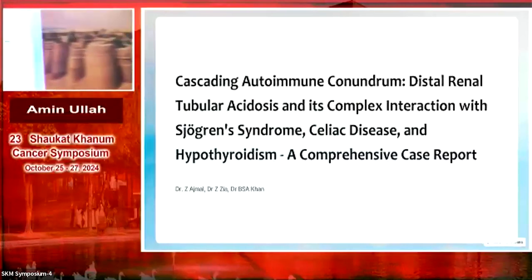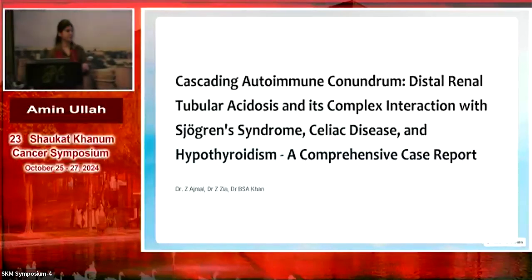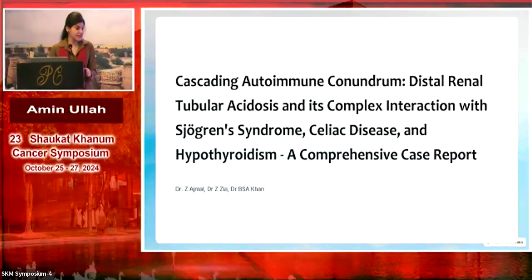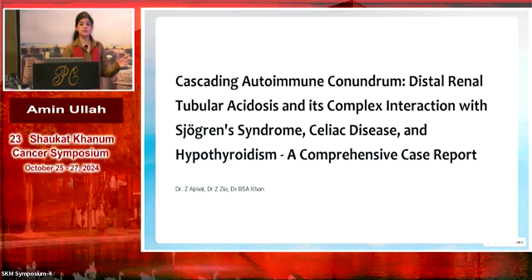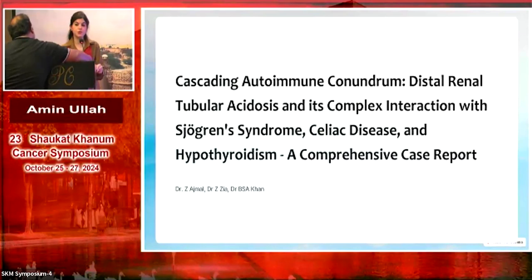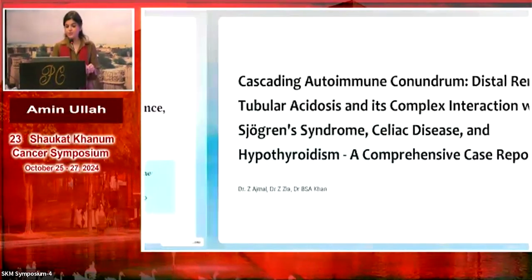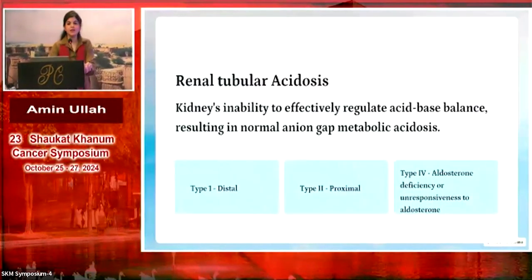Assalamu alaikum. I'm Dr. Zainab Ajmal, currently working as an endocrinology fellow at Shaukat Khanum Memorial Cancer Hospital. So today I will be talking about an interesting case which shows the complex relationship between renal tubular acidosis and Sjogren's disease. Also, in this case I will be highlighting the importance of co-occurrence of multiple autoimmune conditions in a single patient.